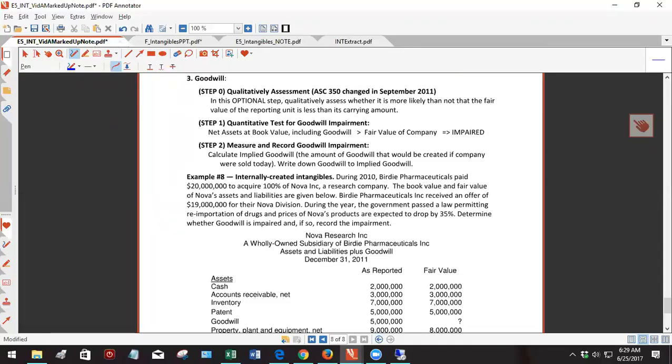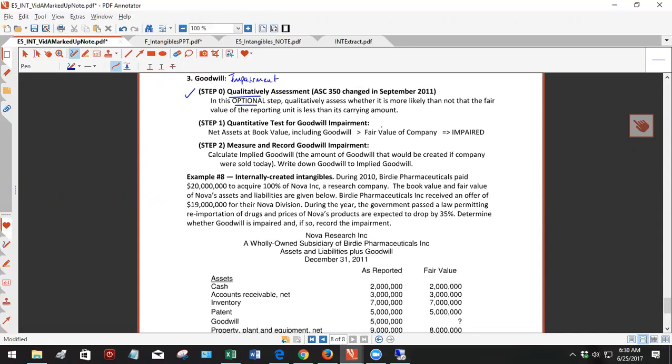Hi, in this lecture, we're covering goodwill impairment. So goodwill has its own special impairment test, and like all the other impairment tests, it must be done at least annually. There is a step zero, and it's a qualitative assessment, and it's optional.